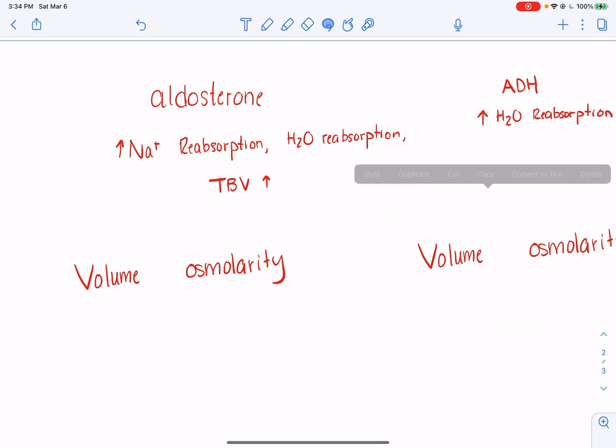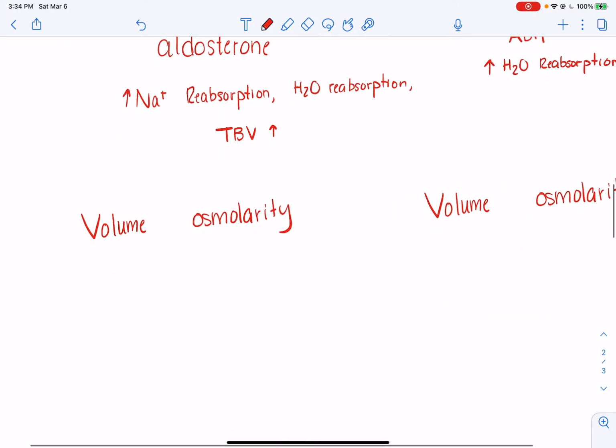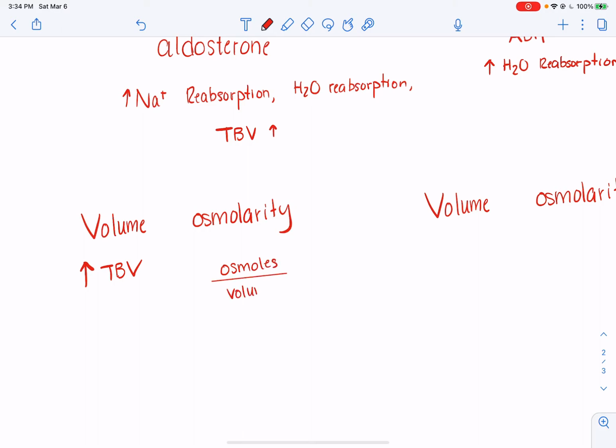If you take a look at the effects of volume, we know that aldosterone is going to increase the total blood volume because there's more water reabsorption happening. However, what about osmolarity? Osmolarity is defined as the amount of solute per solvent, or osmoles per volume. So with the actions of aldosterone, we're going to increase the osmolarity of your blood because there is an increased amount of sodium reabsorption happening.